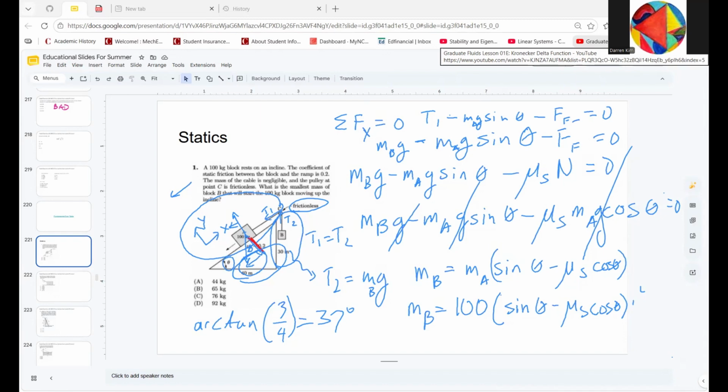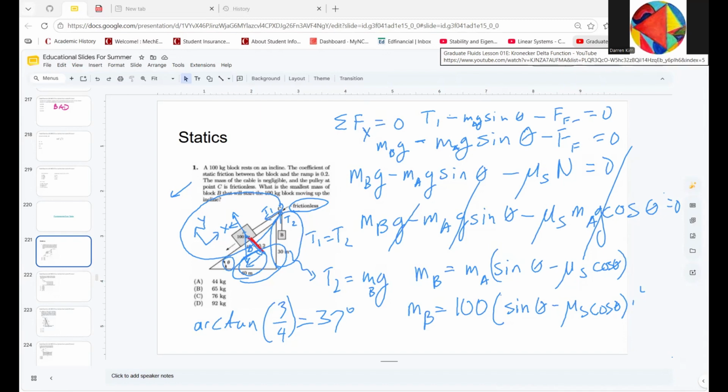Did I mess up somewhere? Probably did. 100. No, I think I got the right answer. I think for some reason arctan is not working. Let me think. Arctan 3 over 4, yeah. And this is 90. So I'm just trying to figure out where I'm wrong, because it's clearly clear to me that the... okay. Let me try a different way.